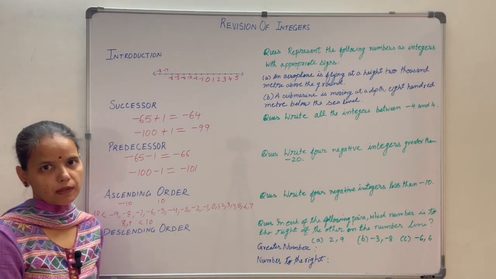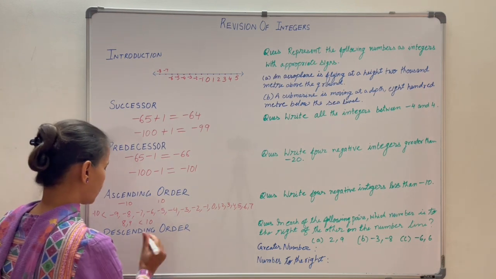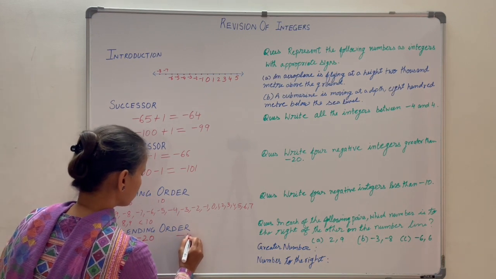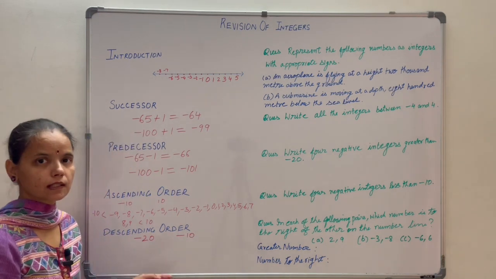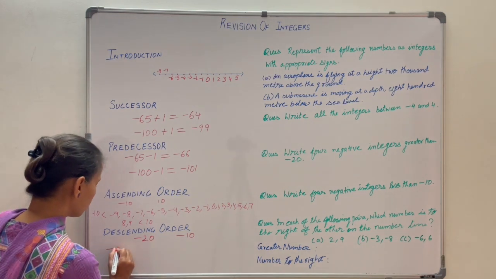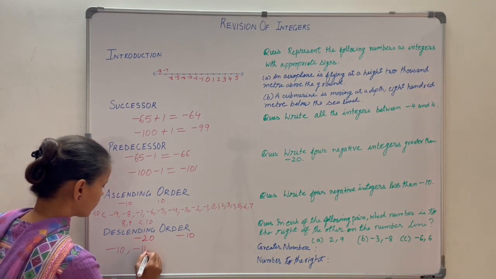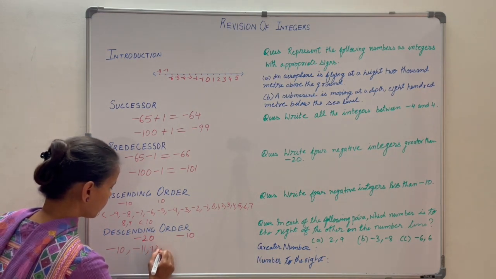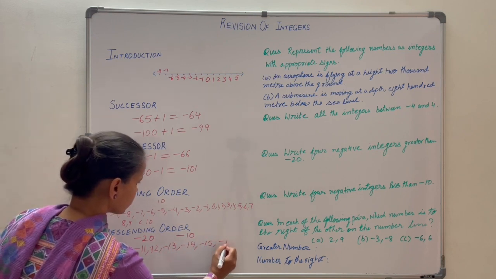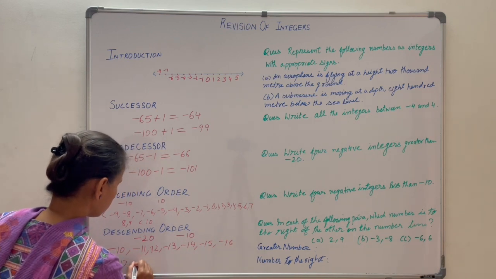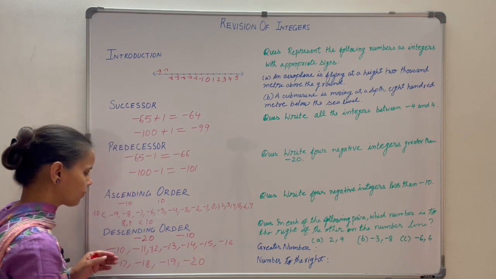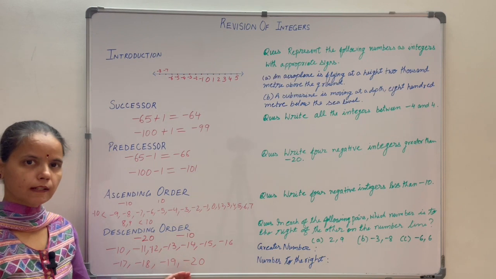Let us now arrange the numbers in descending order. Say, for example, you have to arrange the numbers in descending order from -10 to -20. -10 is the greater number and -20 is the smaller number. Descending is from greater to smaller. So -10, -11, -12, -13, -14, -15, -16, -17, -18, -19, -20. So we have arranged the numbers in descending order.